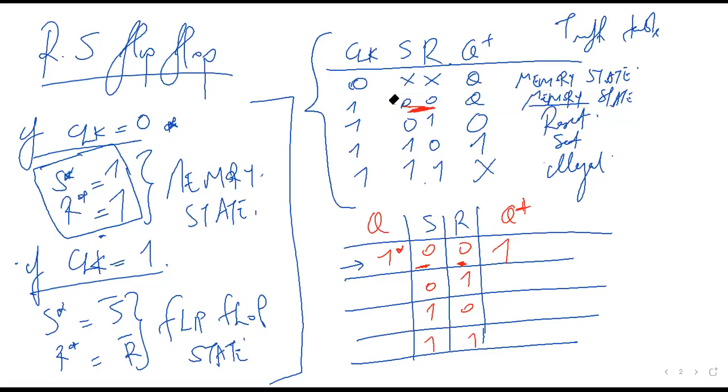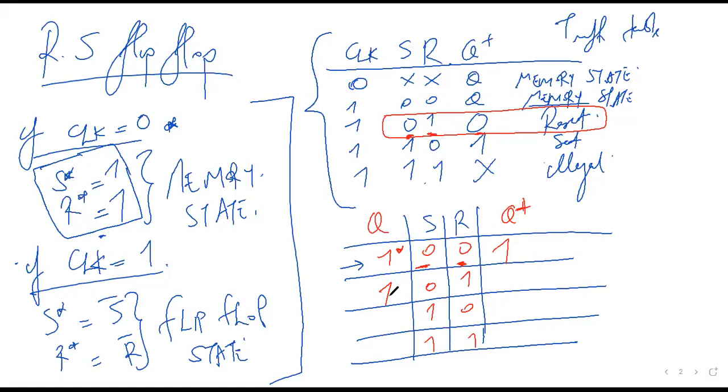Possibility number 2, I have the reset state here. If S is equal to 0, R is equal to 1, my next state will be 0, whatever the input. It will be 0, whatever the input, because this is the reset state. So if I put a 1 here, what will be my next state?